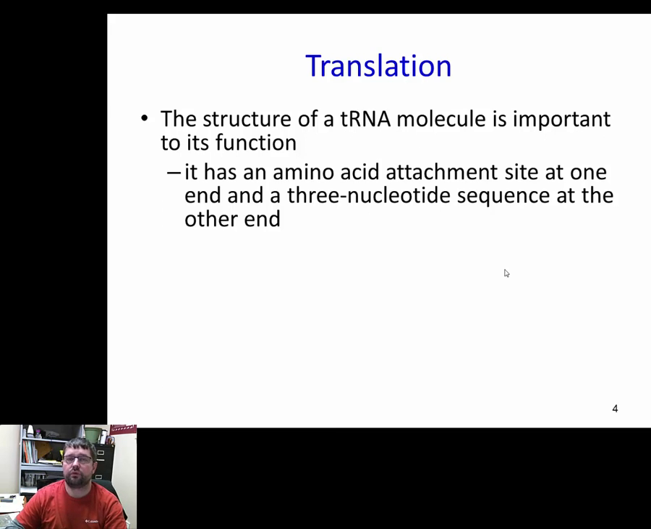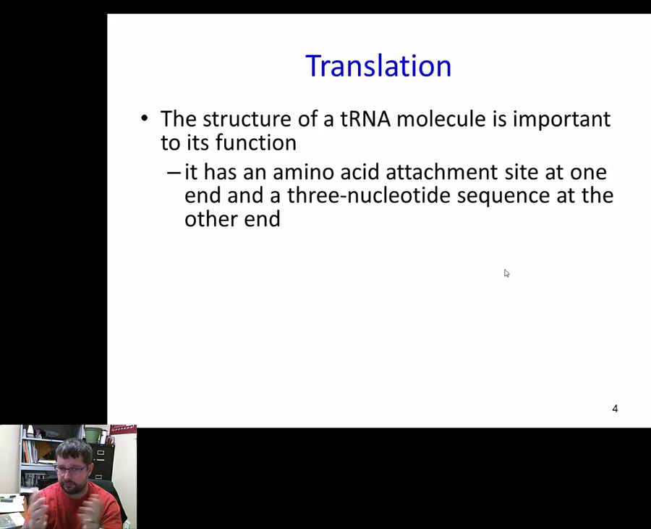Now, remember back when we were talking about codons, when we were talking about transcription. We said there were 64 codons. Remember that a codon is 3 nucleotides long. Well, transfer RNA molecules have the opposite of the codon. So they recognize the opposite of the codon, or they have a 3 nucleotide sequence that is the opposite of the codon.